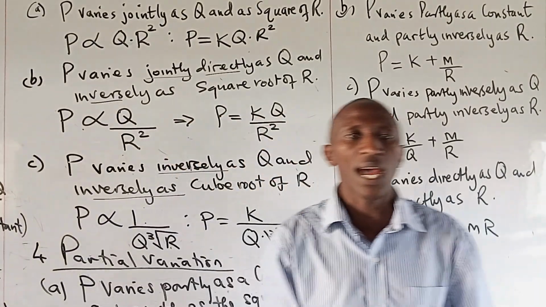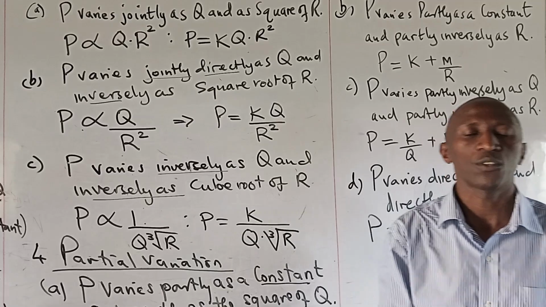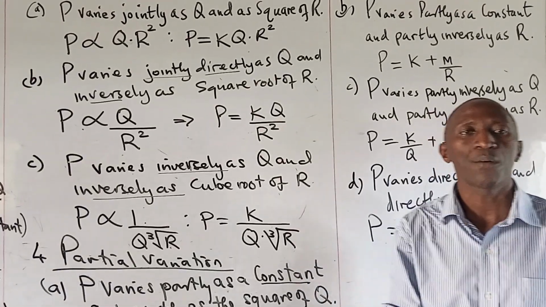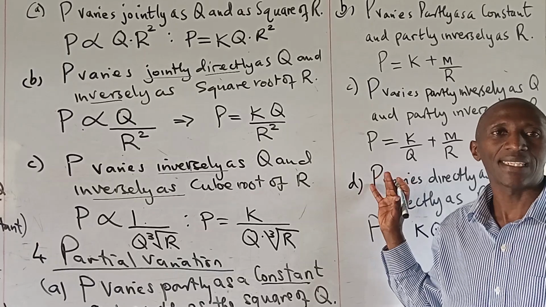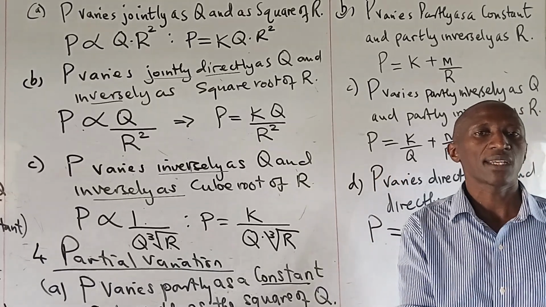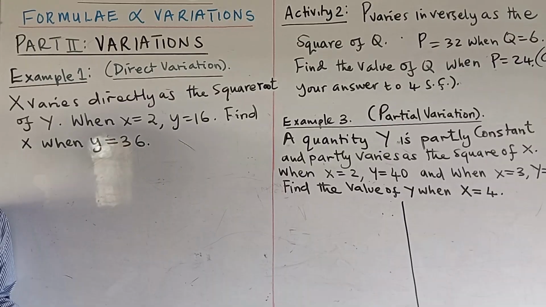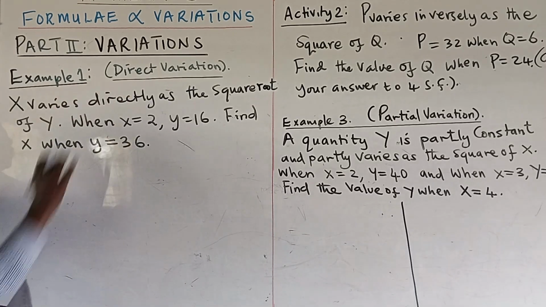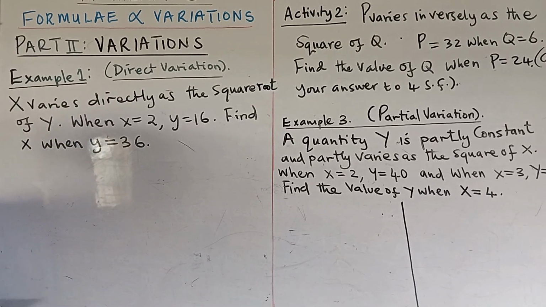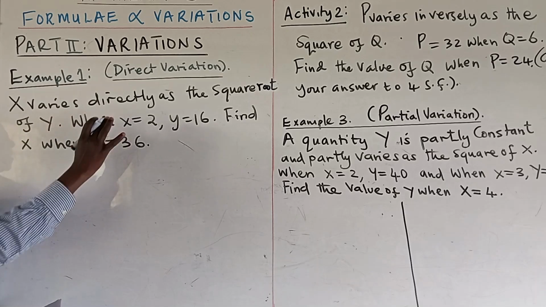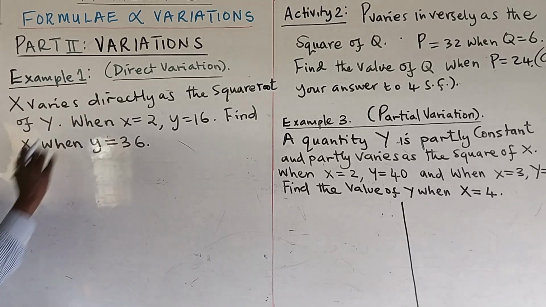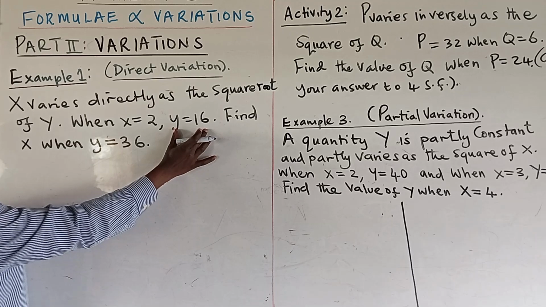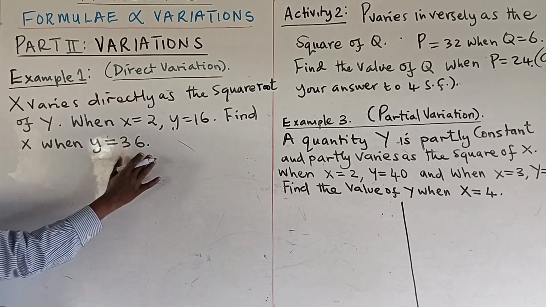So viewers, we are now going to the final section whereby we shall look at real examples in each of these cases of variation. Let's look at the examples. Example 1. We look at a case of direct variation. X varies directly as the square root of y. When x is equal to 2, y is equal to 16. Find x when y is equal to 36.